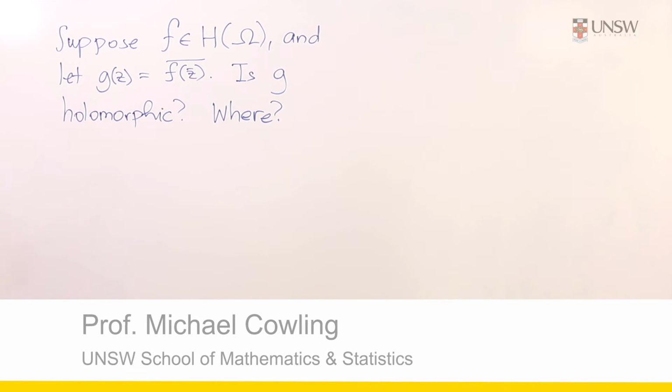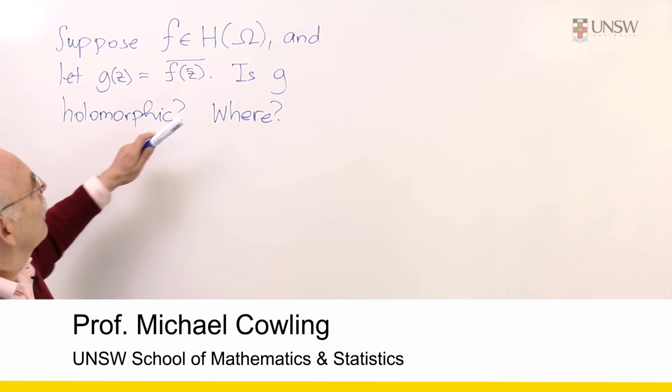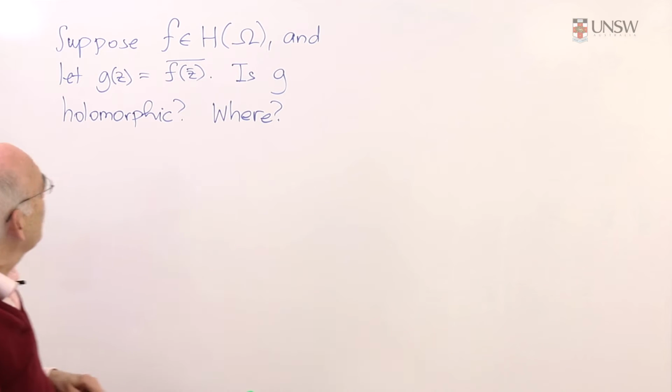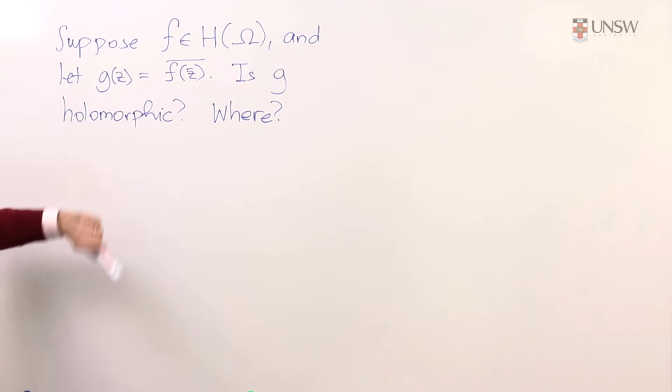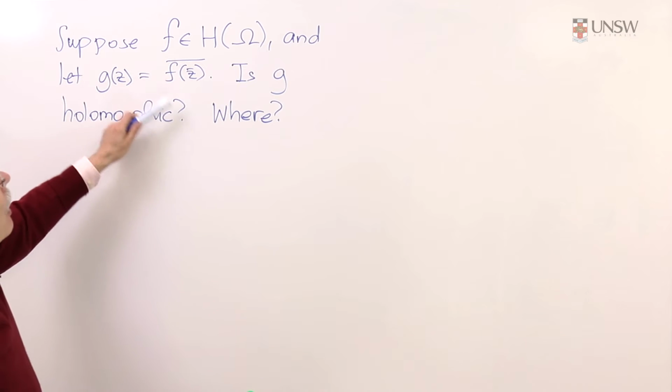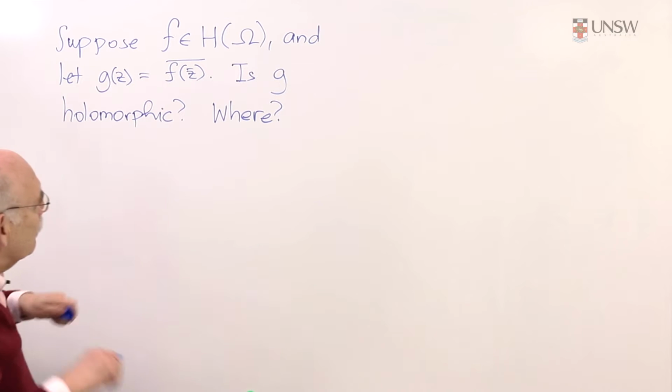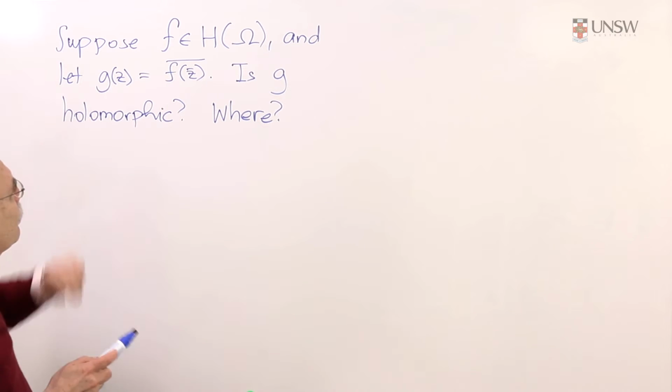Here's the problem. We've got a function f that is holomorphic, or if you prefer analytic, in a domain omega, and we let g of z be f of z bar, all bar. Then the question is, is g holomorphic, and where? So let's answer the second question first.